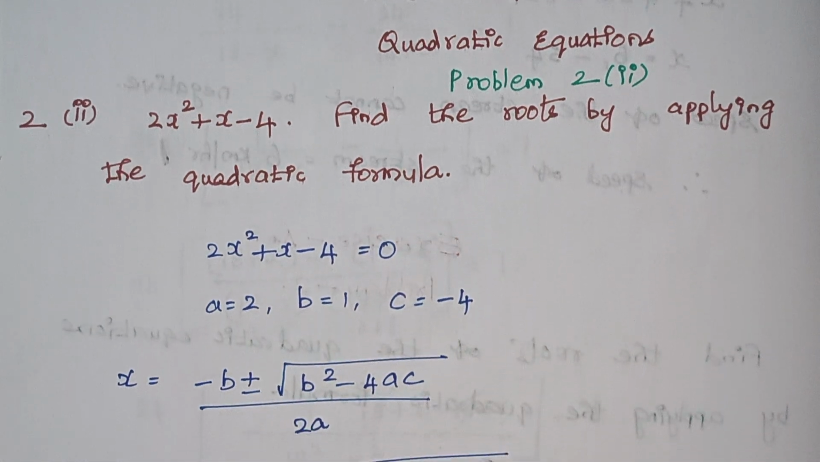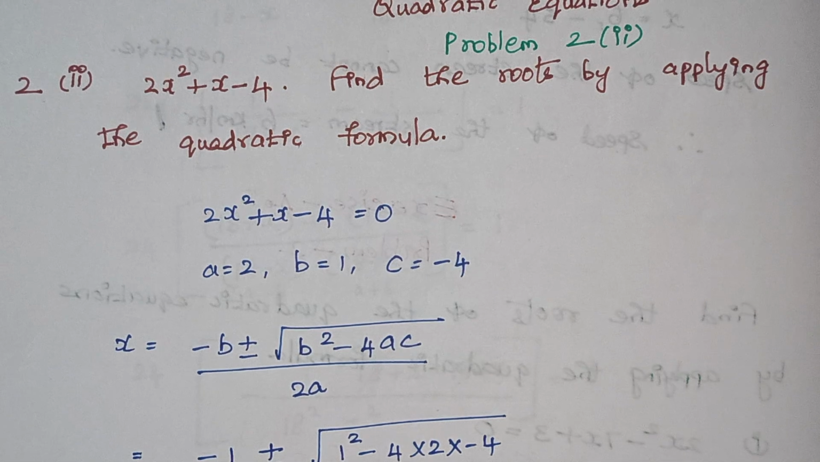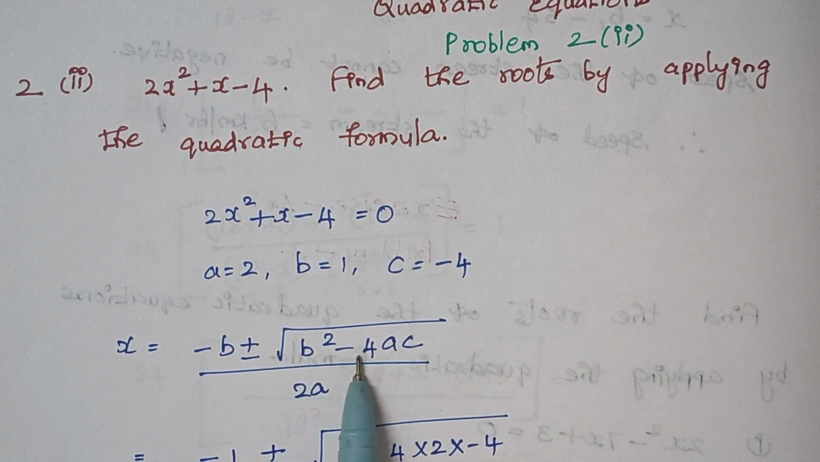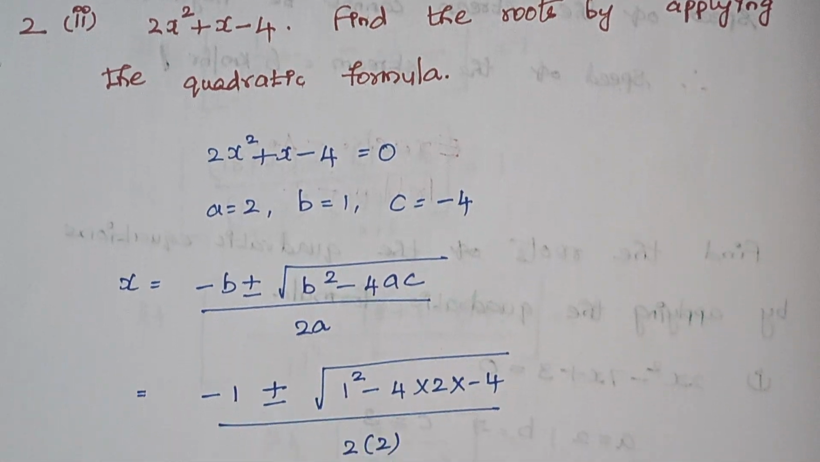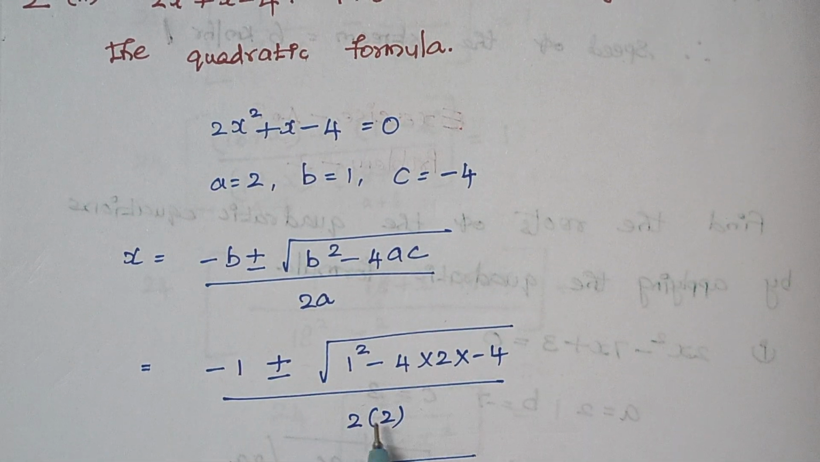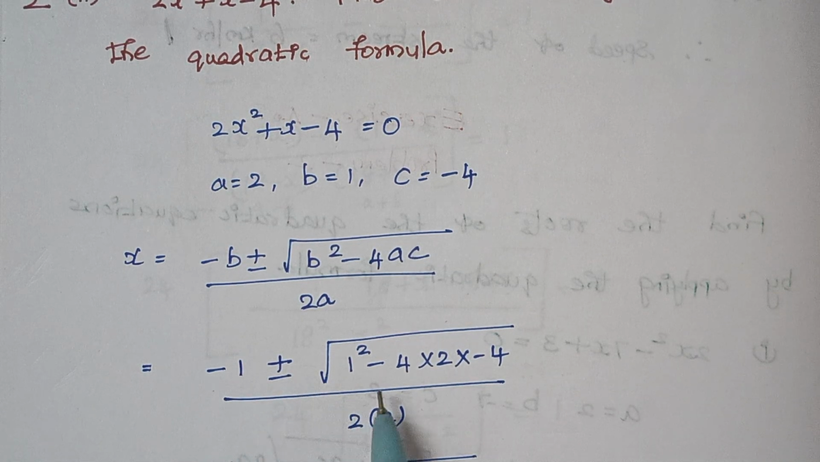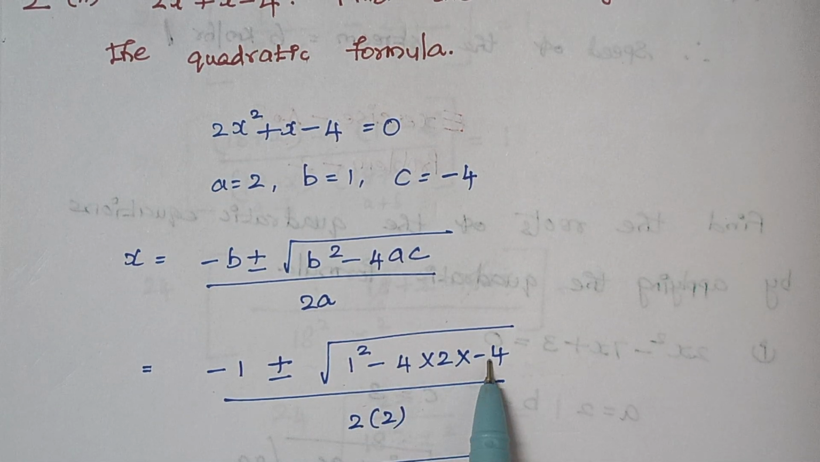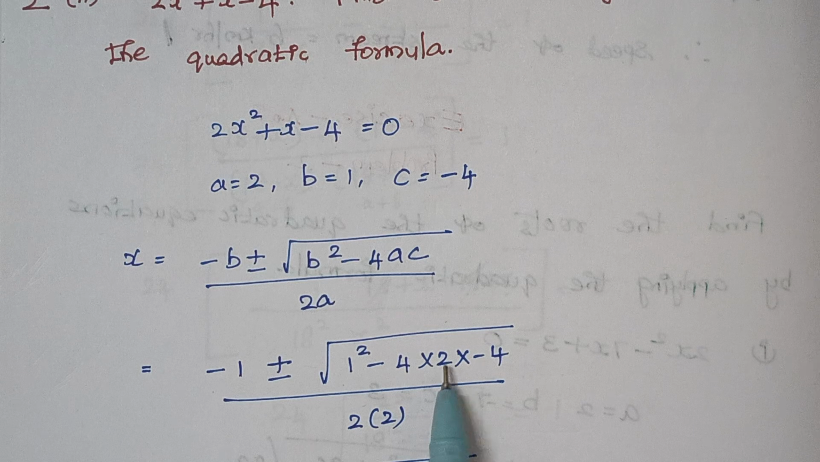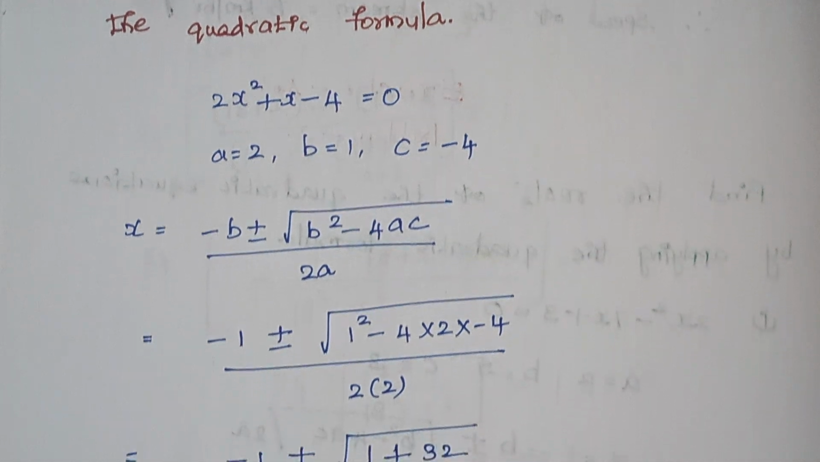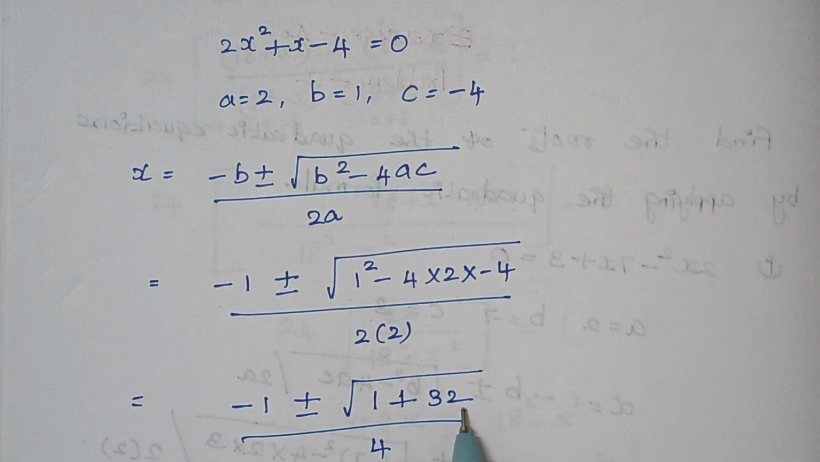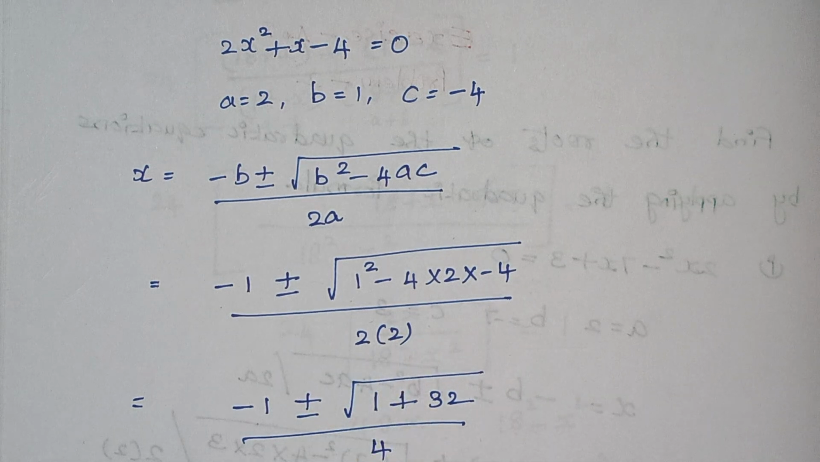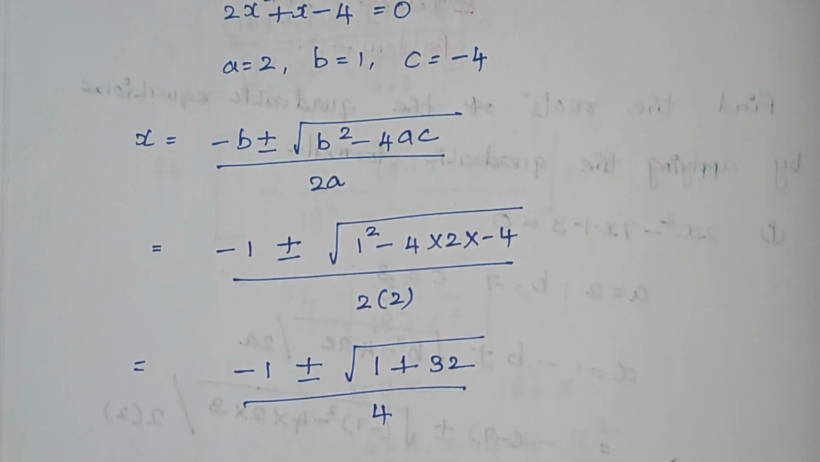So the formula here is x is equal to minus b plus or minus square root of b square minus 4ac by 2a. Now substitute the values of a, b and c in their respective formula. So here it is minus 1 and plus or minus, you see 1 square is 1. And here we have minus into minus, therefore it will become plus. So 4 2s are 8 and 8 4s are 32. So square root of 1 plus 32 the whole divided by 2 into 2. So 2 2s are 4.